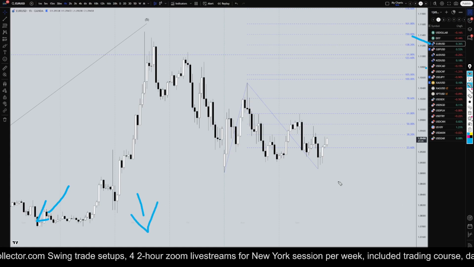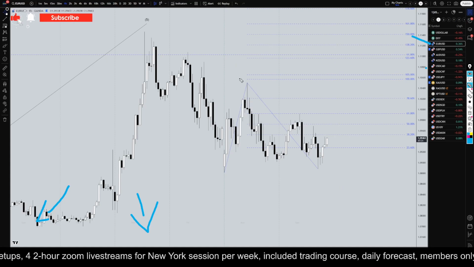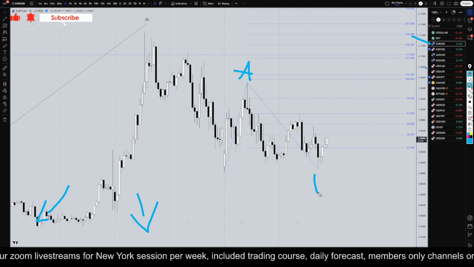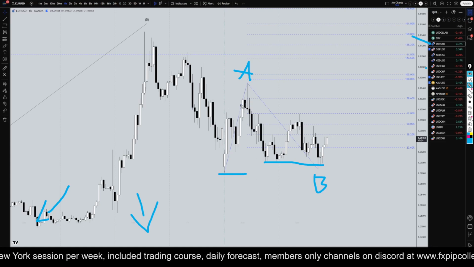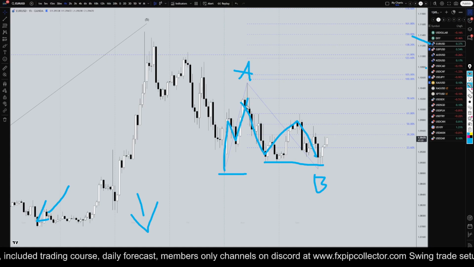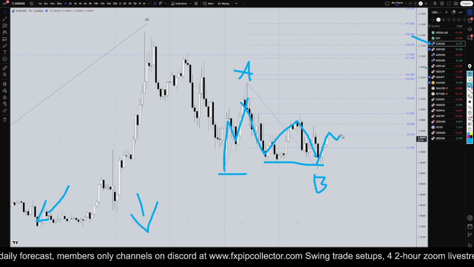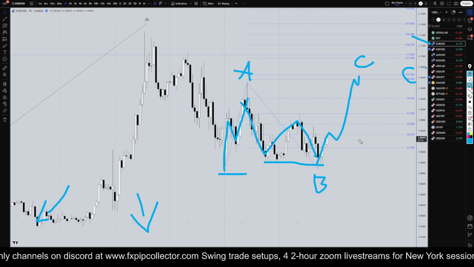So the Euro dollar is in a very sideways corrective pattern, but I think I have figured it out. I think this is likely a wave A, and I think this is likely a wave B, especially with these higher lows right here compared to this. It definitely looks like one, two, three waves down, one, two, three waves up. So now we're probably making some sort of a regular flat. Probably going to now make five waves up to probably about the 100% Fibonacci extension for a wave C.